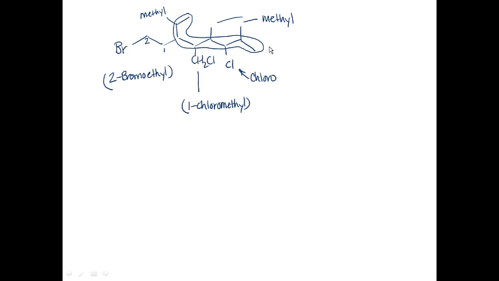Now, how do I number this? If I number up here, I'm going to encounter a methyl group at carbon 2. Down here, I'm going to encounter a methyl group at carbon 2. So since I've got one substituent each and they're the same, I'm going to break the tie by moving on. So now when I come down here, I've got a 2-bromoethyl versus over here a chloro. The 2-bromoethyl comes first alphabetically, so therefore I'm going to number it like this.